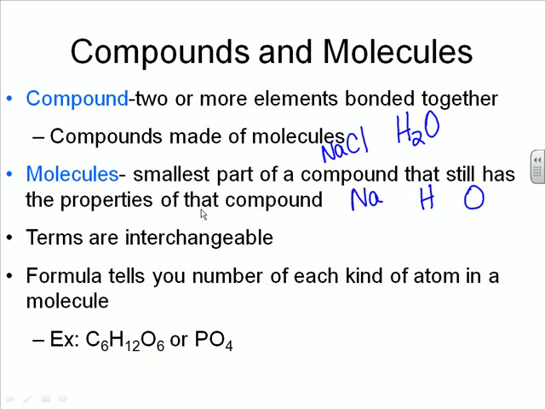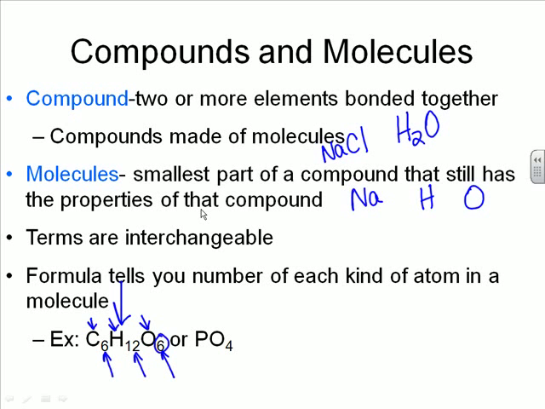What you're looking at, however, is a chemical formula. This chemical formula tells you two things: what atoms we have and how many of them we have. So here is the chemical formula for table sugar, common sugar. You can see that it's made of carbon, hydrogen, and oxygen. It's actually made of 6 carbon, 12 hydrogen, and 6 oxygen.